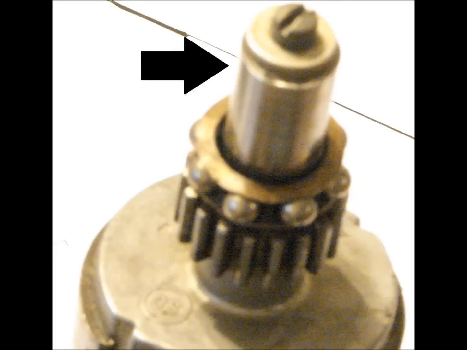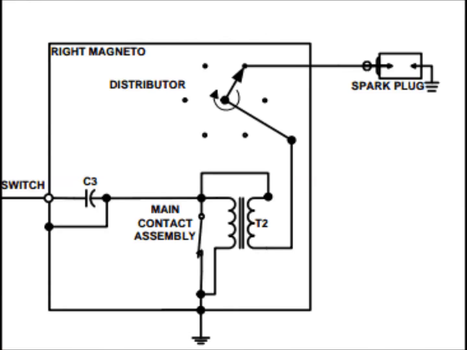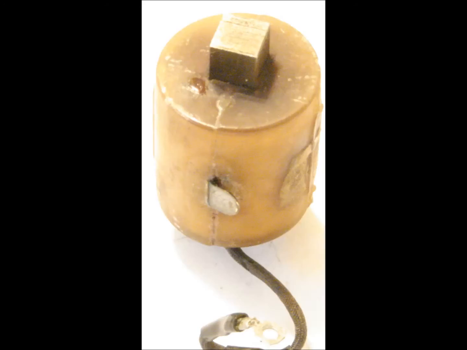The points are actuated by the cam, which is located at the end of the rotor. As the cam turns, the high spot pushes up against the cam follower, which in turn opens the points and disconnects the primary circuit's path to ground. The coil in the system is used as a step-up transformer as well as part of the AC generator by picking up the magnetic lines of flux created by the rotating magnet.